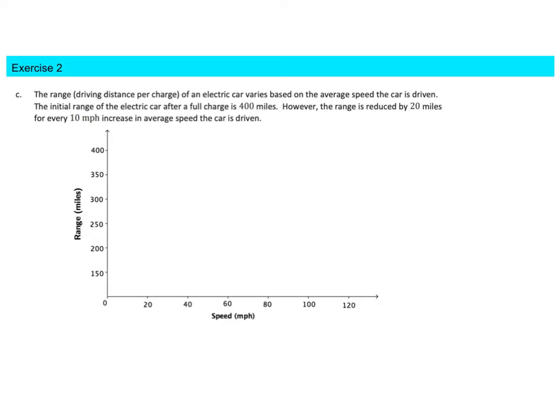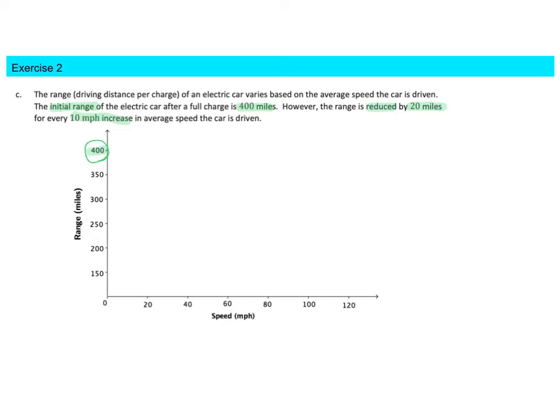All right, part C, it says the range, driving distance per charge, of an electric car varies based on the average speed that the car is driven. The initial range of the electric car after full charge is 400 miles. So this is the initial range or initial value. This is where we're going to be starting. However, the range is reduced by 20 miles for every 10 miles per hour increase. So we're starting off before you go fast at all. This car can go 400 miles.